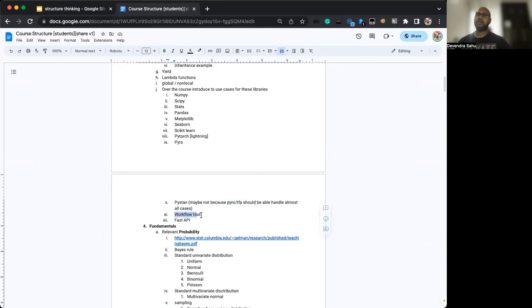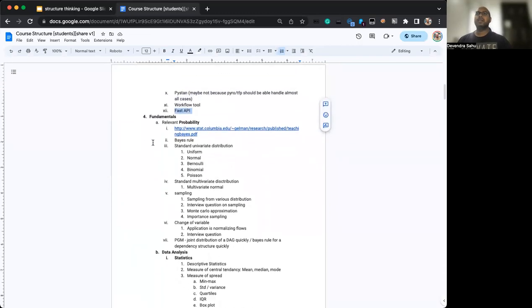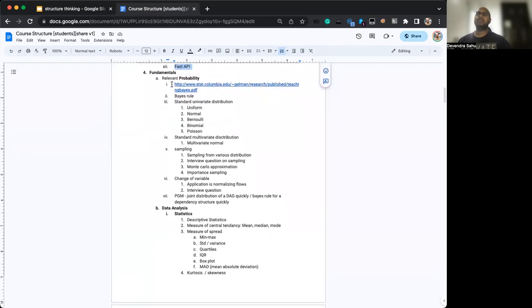Plus, these work on GPU as well. Yeah, we look at a workflow tool, we look at FastAPI, like how to build a machine learning API, right? Then we'll start with fundamentals. So we'll look at a bit of probability space.